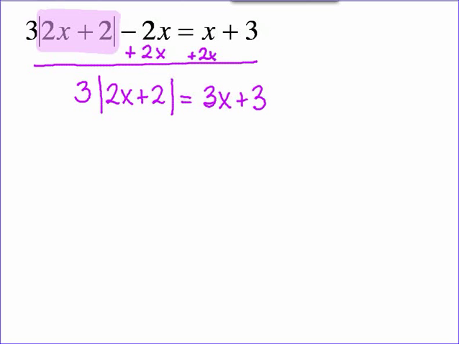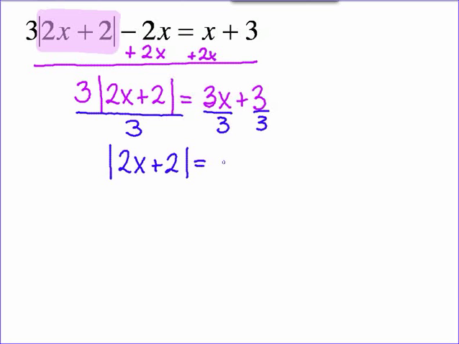What do you do now? Divide by 3, good. Now remember when we divide by 3, we divide each thing by 3. So I get the absolute value of 2x plus 2 equals x plus 1. To get rid of the absolute value, what does that mean? Plus or minus. So 2x plus 2 equals plus or minus x plus 1.